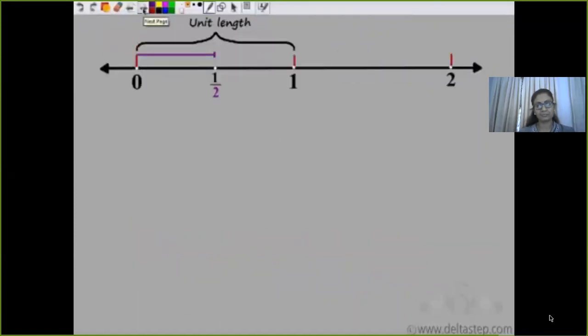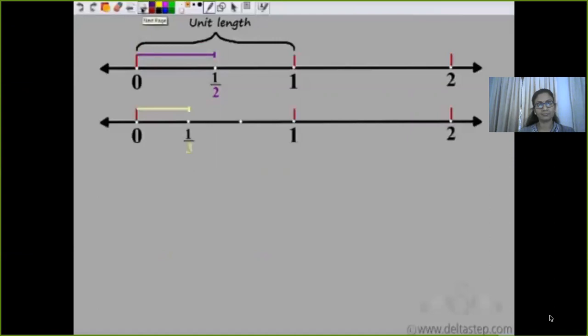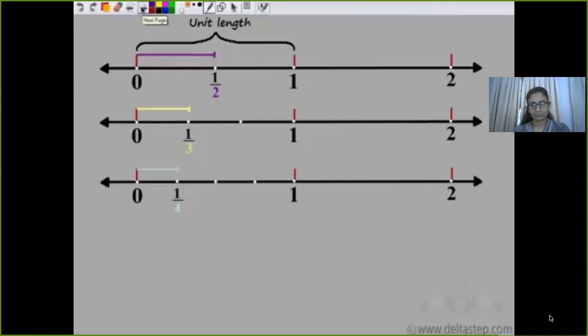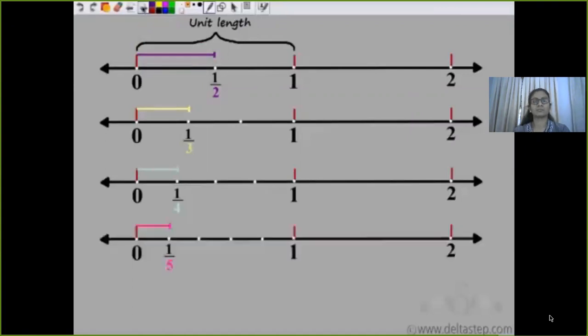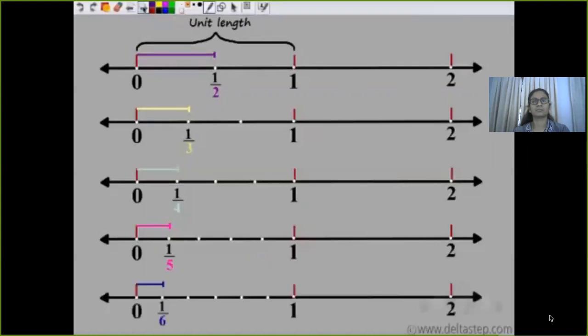So 1 by 2 would be, I divide this unit length into 2 equal parts. 1, 2. And half gives me the length of one such part. Similarly, 1 by 3 would be dividing in 3 equal parts, and 1 by 3 is the length of one such equal part. 1 by 4 would be dividing into 4 equal parts, and 1 by 4 indicates the length of one such part. Similarly, we have 1 by 5, length of one part when a unit is divided into 5 equal parts, and so on. I can get 1/6 also.